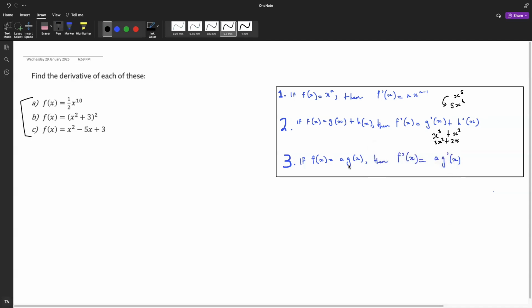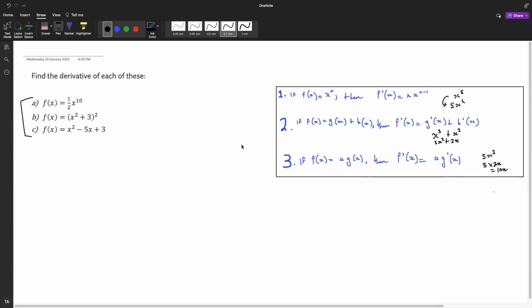And the last rule says that if f(x) is equal to a times g(x), so instead of adding, we have something multiplied, then the derivative of that is just a times the derivative of g(x). So for example, let's say we have 5x squared. We differentiate x squared, which is 2x, and that would just be 5 times 2x, which is equal to 10x. Okay, so those are some simple examples of those.